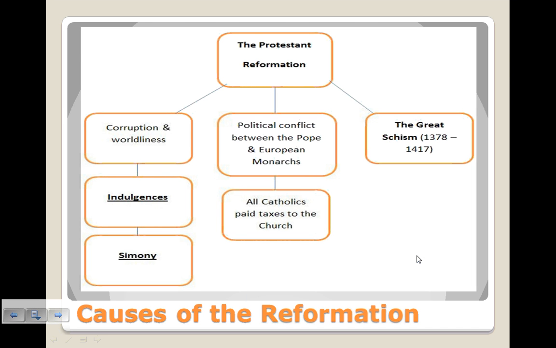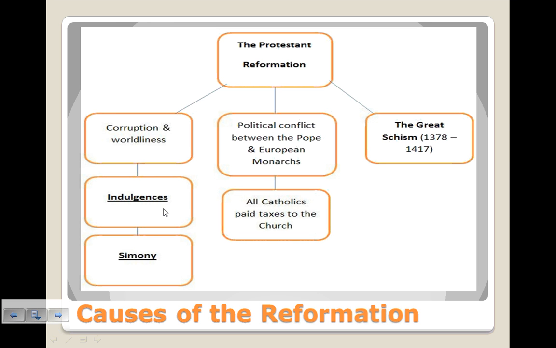All right, let's take a look at some of the causes of the Reformation. Over here you see we've got the Protestant Reformation. One of the things that happened was corruption and worldliness. A lot of people began to see some things that they really didn't like in the church. One of those was the selling of indulgences. Now, indulgences were a release from the punishment of sins.